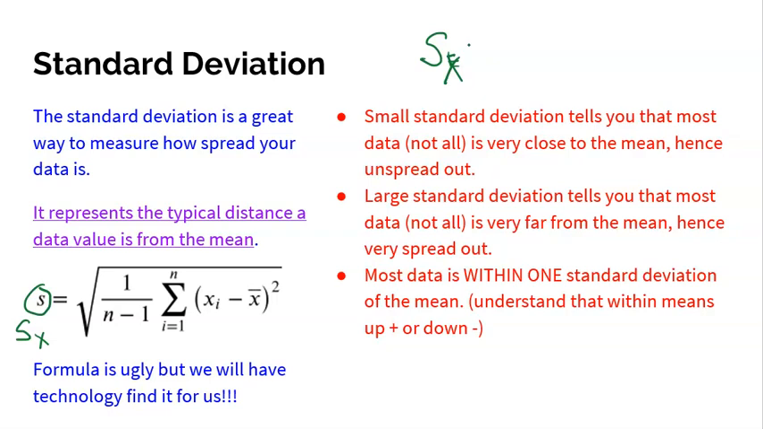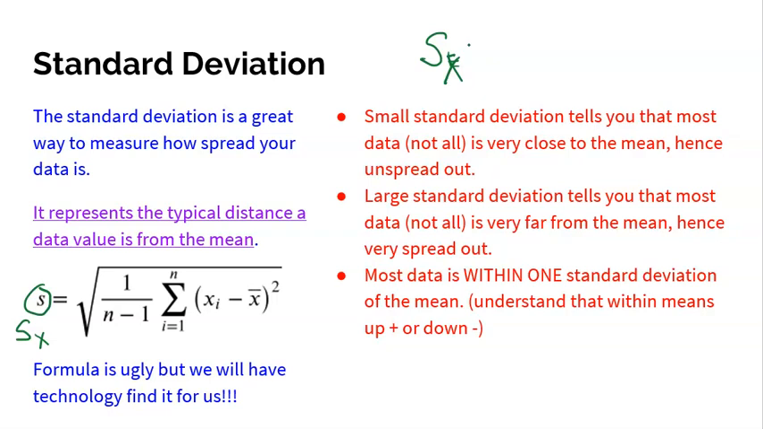So a small standard deviation tells you that most data, not all, is very close to the mean, hence unspread out, right? So if you have a very small standard deviation, it means that typically most data is very near the mean. Maybe a little bit above, maybe a little bit below, but it's near the mean. A large standard deviation tells you that most data, not all, but most data, is very far from the mean, hence very, very spread out.